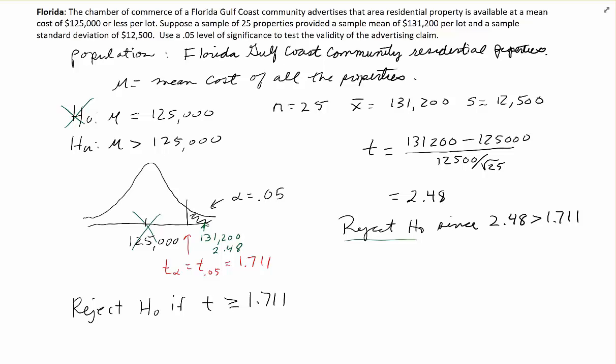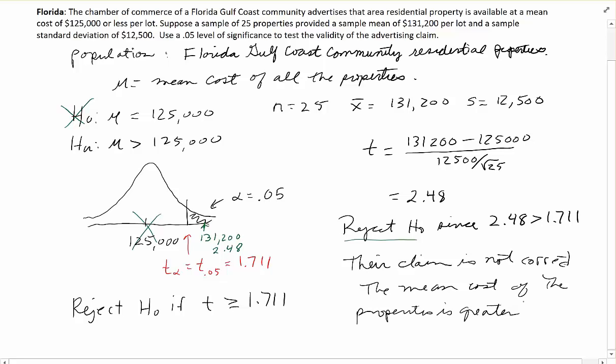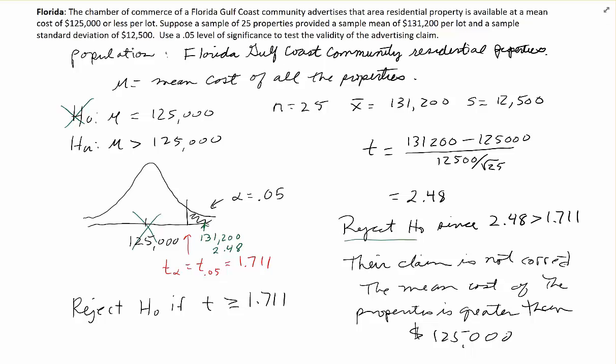So what is my conclusion? I would say that their claim is not correct. The mean cost of the properties is greater than $125,000. Now notice that I didn't say that it was 131,200. No, that was from a sample. That's just an estimate. I don't really know what mu is. I just know that mu is greater than 125,000 based on the sample evidence.